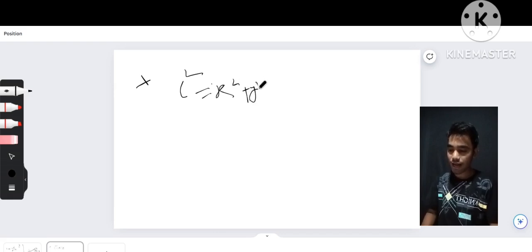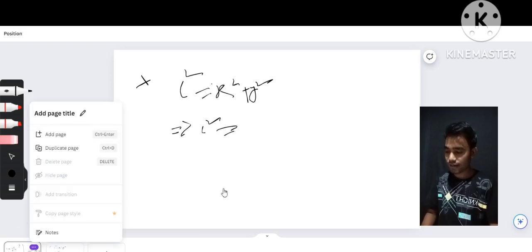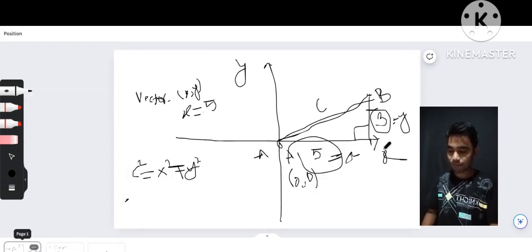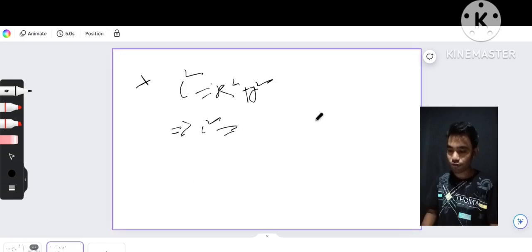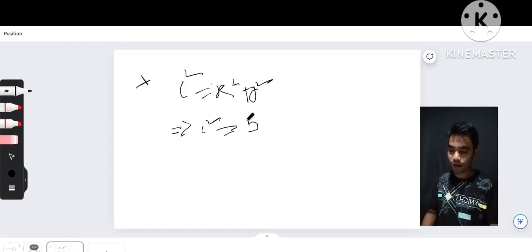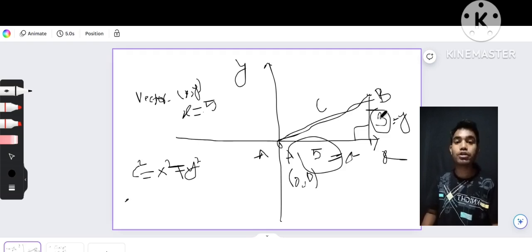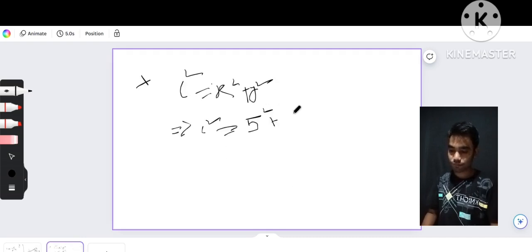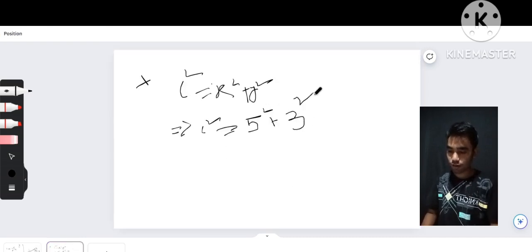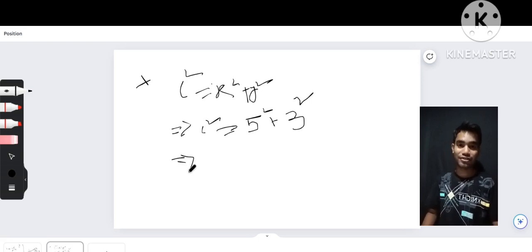We don't know c square, but we know x is 5, so over here we will put 5 square, plus the length y, which as you can see is 3, so 3 square. I'm just drawing horribly; I apologize for that.